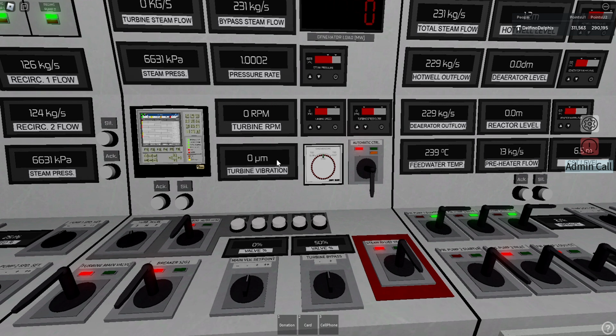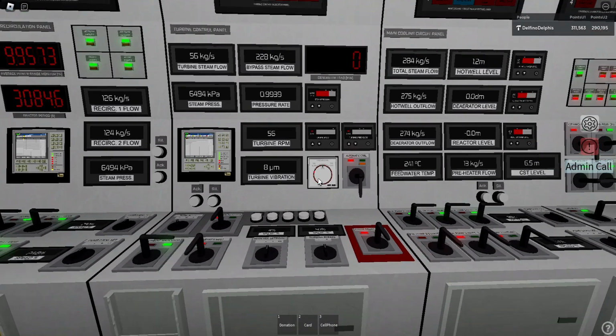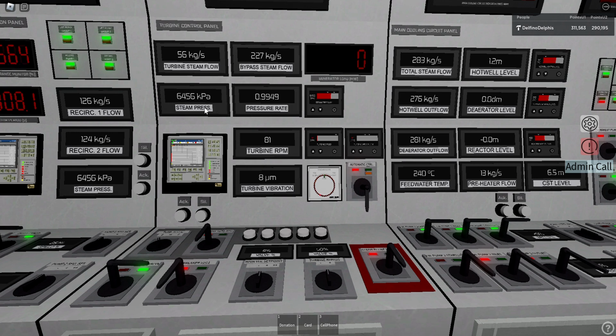So how do I start the turbine? I enable this turbine valve, and now I open the valve. As you can see, I'm opening the valve, and the turbine RPM has started to rise. Now we are losing pressure, so I'll just close the bypass. We don't really need it anymore because it's just wasting steam. Now the bypass steam flow will be changed into turbine steam flow, so we are directing steam through the turbine.